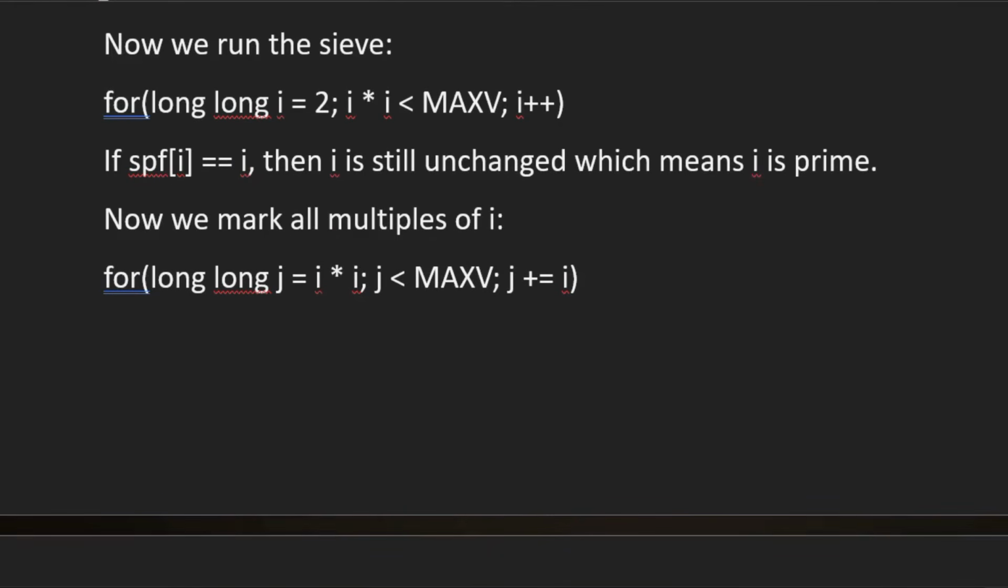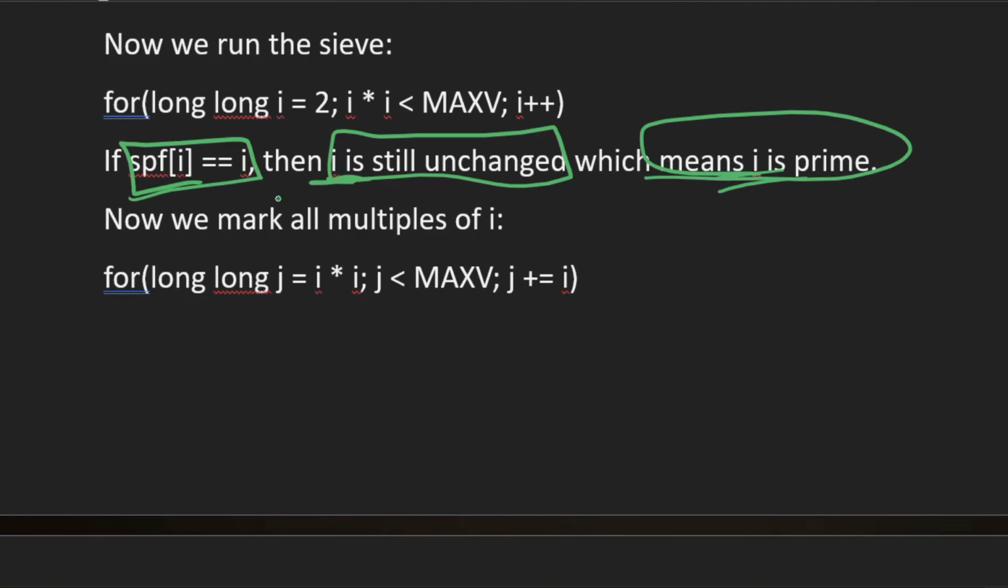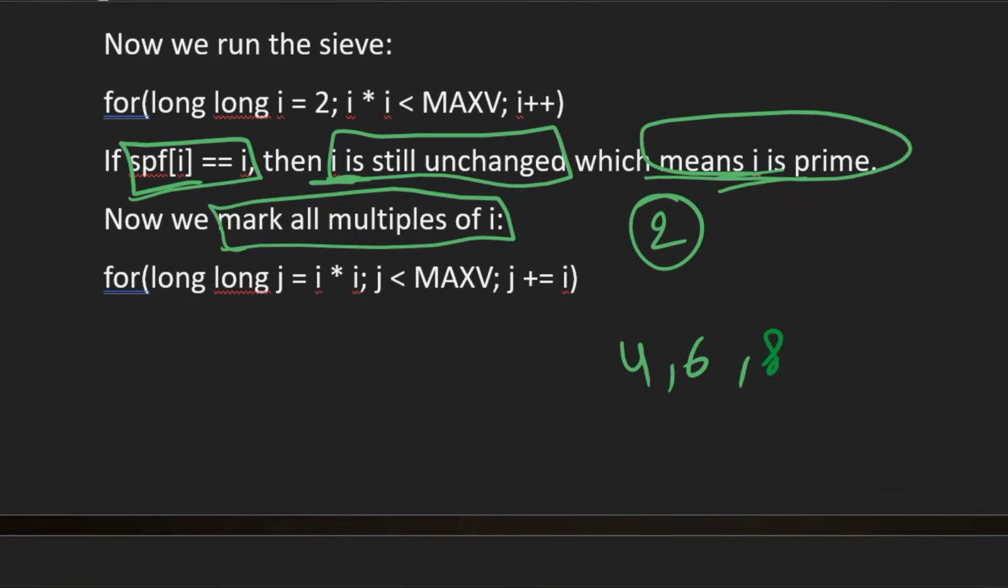Then we check if SPF of i is equal to i. If SPF of i is equal to i, that means this i is still unchanged, which means i is a prime number. So now, after we get a prime number, we'll mark all the multiples of that number, because those will be non-prime. So if we get 2, then we mark 4, 6, 8 up to our maximum limit. We mark all those numbers as non-prime, right?